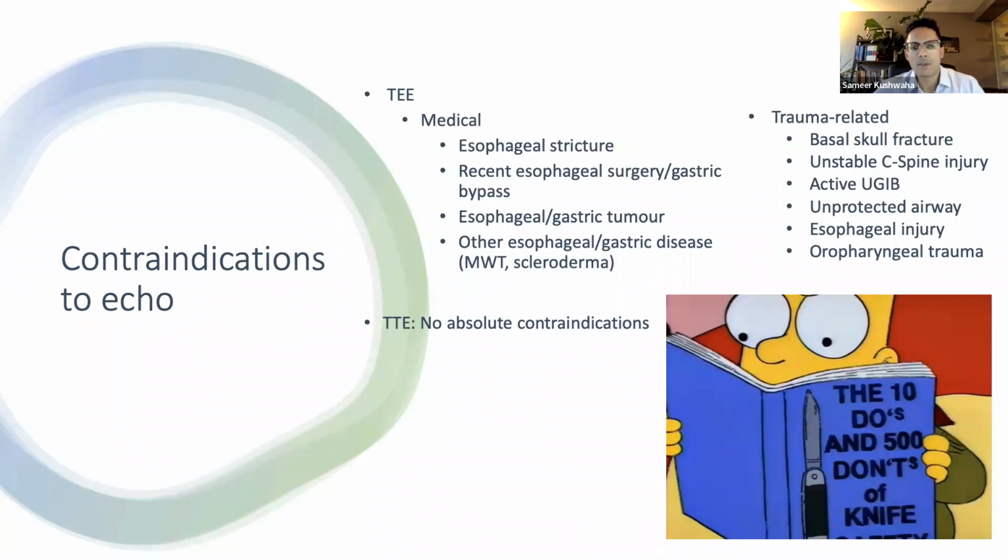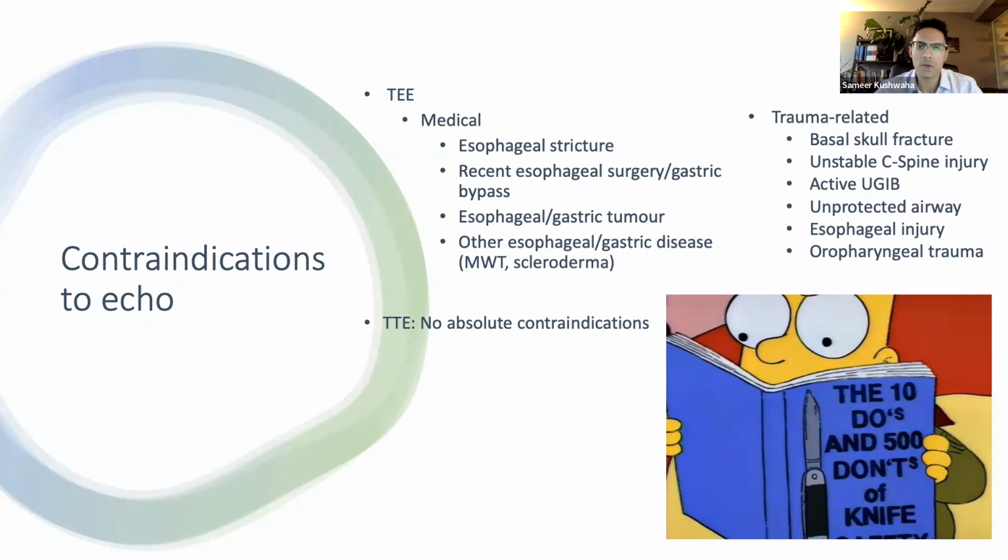For transthoracic echo, there's not really any absolute contraindications. It can be technically challenging depending on the nature of the trauma, but there are some important contraindications to transesophageal echo to consider. A lot of them are medical or things that might have existed prior to the trauma, largely related to issues with the esophagus and the gastrointestinal tract.